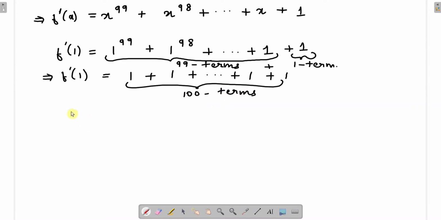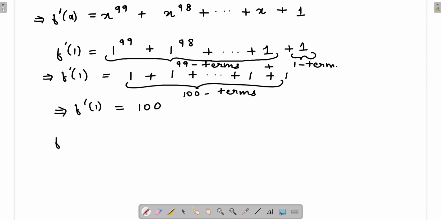Okay, so what you will get? f prime of 1 will be equal to, so see, if you add 1 2 times, that is 1 plus 1, you will get 2. If you add 1 5 times, 1 plus 1 plus 1 plus 1 plus 1, that is 5. If you add 1 10 times, you will get 10. And if you add 100 times, you will get 100. Okay, so this is f prime of 1.